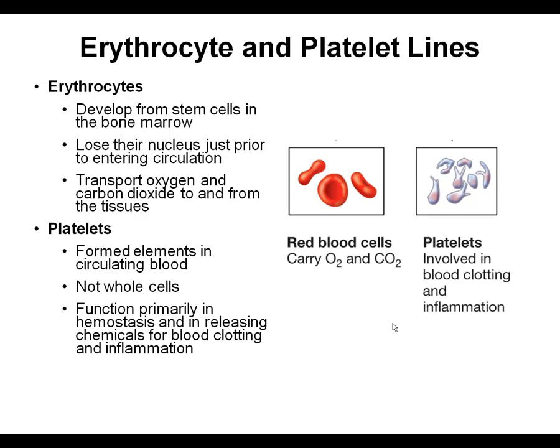We talked about the megakaryocytes. Those megakaryocytes are going to fragment and become platelets. So these are actually formed elements in circulation, not whole cells. They're just going to be bits and pieces of a cell. These are going to function in the homeostasis of the circulatory system. They're also going to release chemicals for blood clotting and in the inflammatory response, and they are going to be responsible for the blood clotting within both inflammation and circulatory homeostasis.